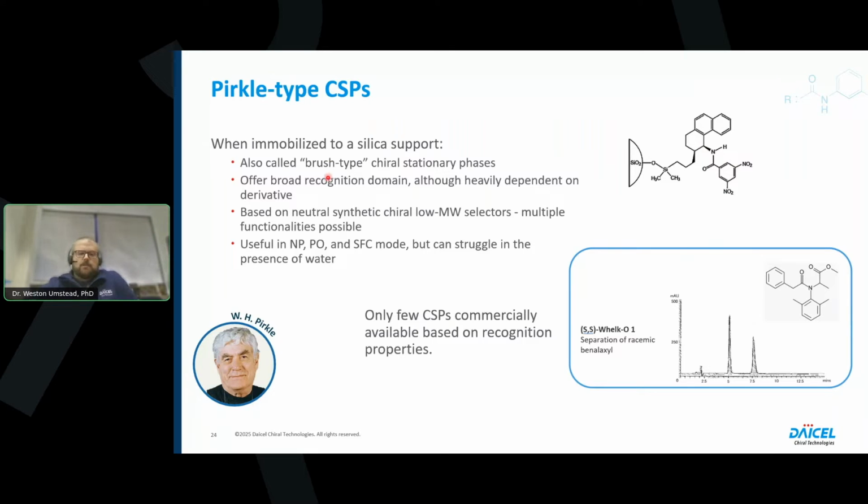You might also see them referred to as brush-like chiral stationary phases, but Pirkle and brush-like are the same thing. They are useful in a very wide range of mobile phases as well, but sometimes struggle when the amount of water increases above 50%. But they have become very popular as well. Things like Whelk-O 1 is a very popular phase still to this day.